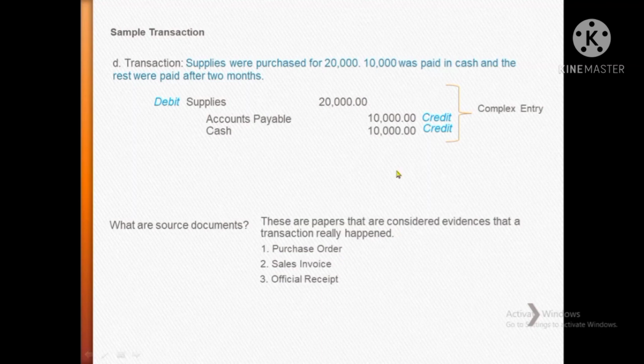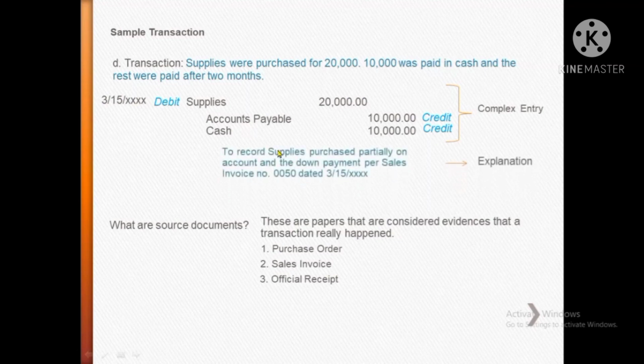Now guys, I would like to tell you that this is not a complete journal entry. Actually, a complete journal entry includes a date, 3/15/XXXX, and of course, an explanation on the transaction, which in here is to record supplies purchased partially on account and the down payment per sales invoice 0050 dated 3/15 for excess. And aside from that, you are going to have a number sign if this is already the last transaction for the day. So that's it for journalizing.